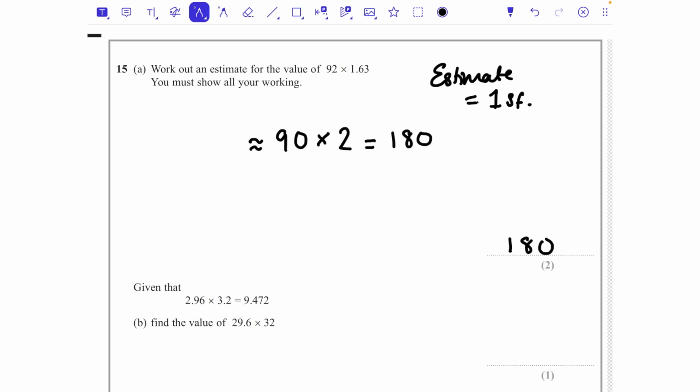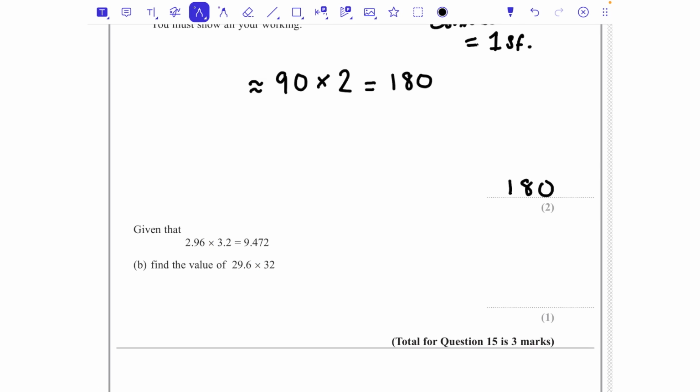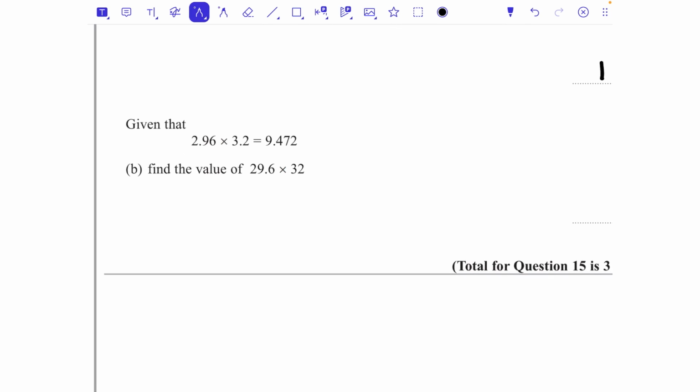And then part B says, given that 2.96 times 3.2 is 9.472, find the value of 29.6 times 32. So there's a couple of ways you can do this. We can say, okay, well 2.96 has become 29.6, and that is 10 times bigger. And 3.2 has become 32. That is also 10 times bigger. Therefore, the answer must have been made 10 times bigger for the first bit and 10 times bigger for the second bit. So overall, our answer is going to be 100 times bigger, which would be 947.2. So that's one way of doing it.